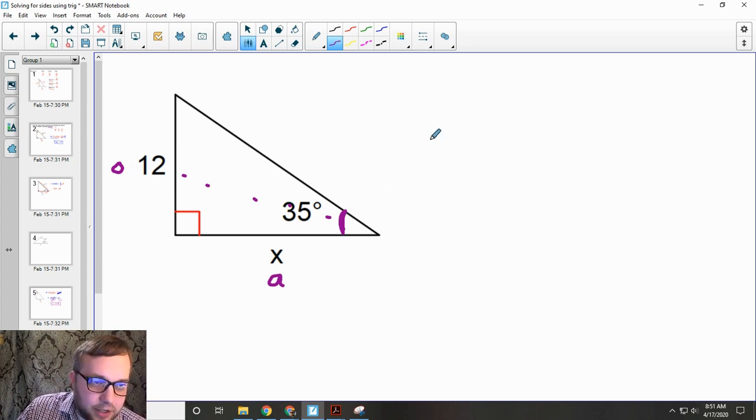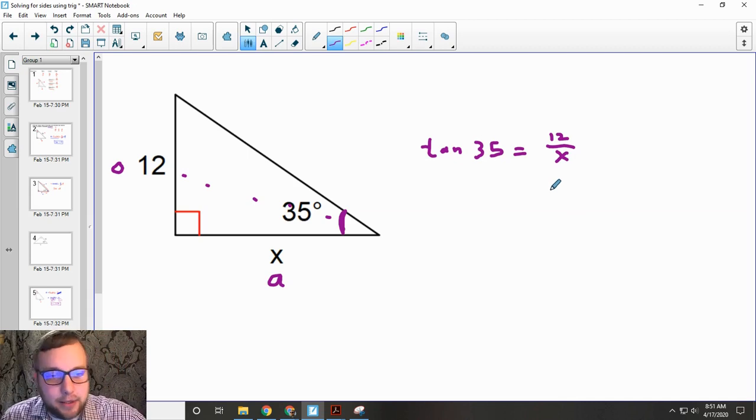I have another tangent problem, so I'm going to go tan of 35 equals, and it's tangent because it's O and A, right? TOA. 12 over X, because it's O over A. O over A.